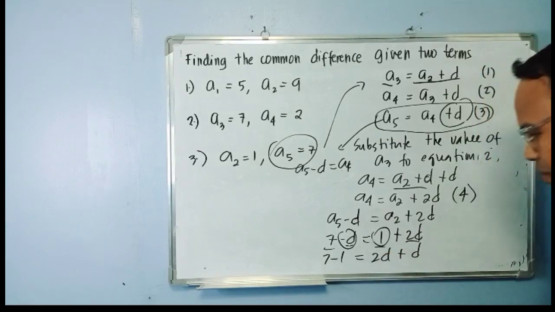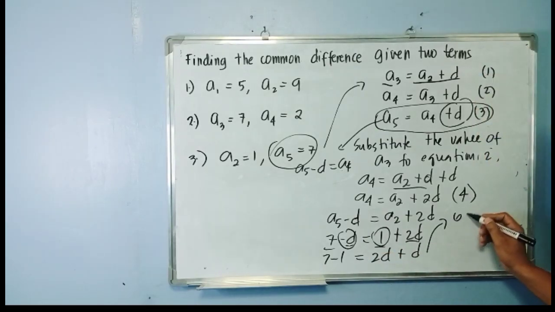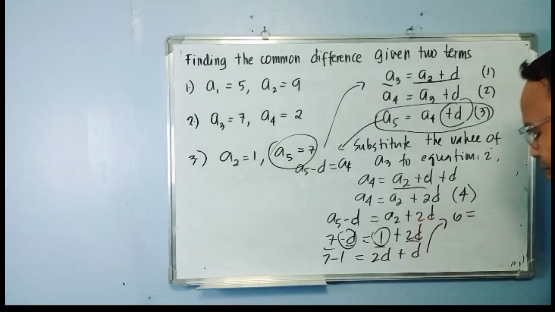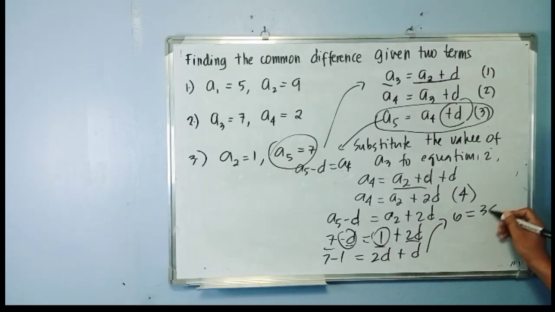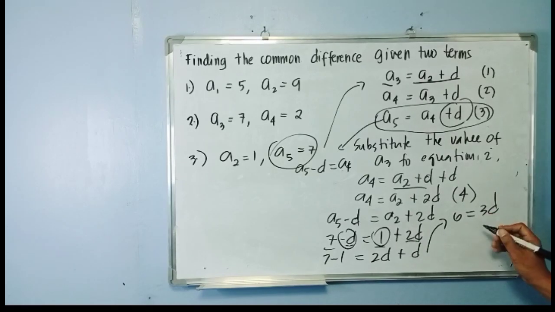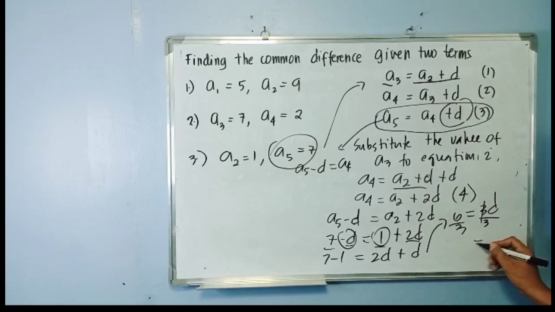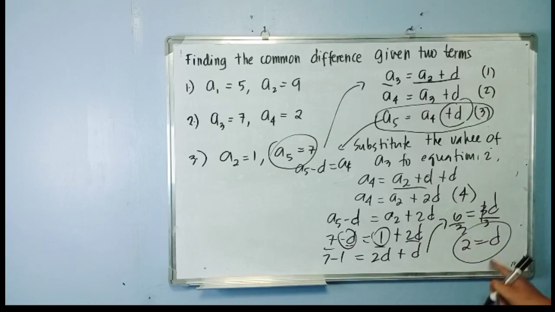So, 7 minus 1, that is equal to 6. 2d plus d, the result is 3d. Since we are solving for the common difference and 3 is the coefficient, we divide both sides by 3 to solve for the common difference d. So 6 divided by 3, the answer is 2. So therefore, the common difference is 2.